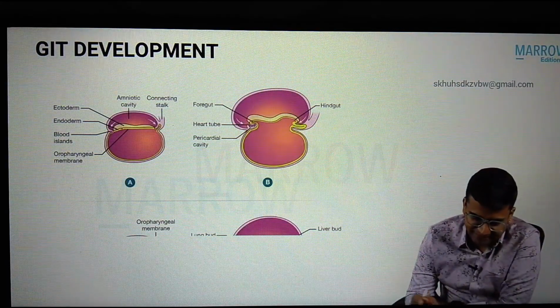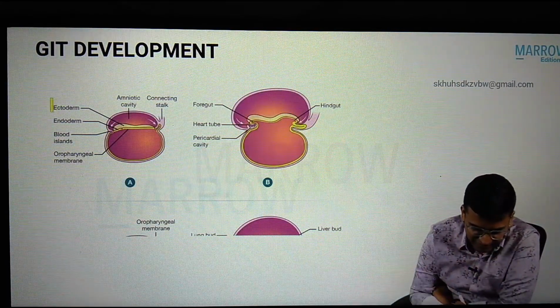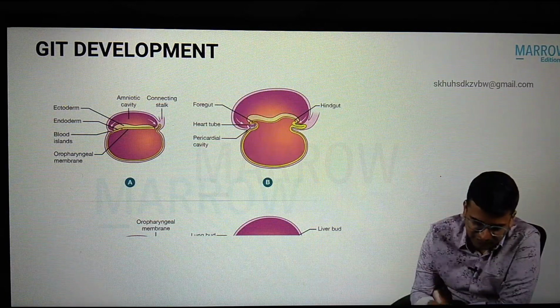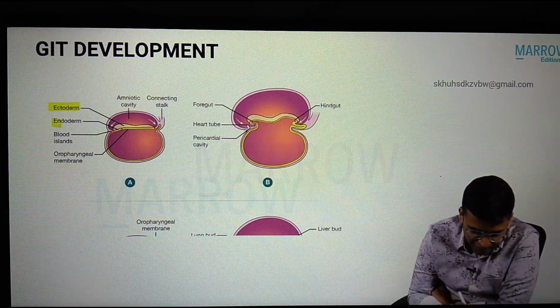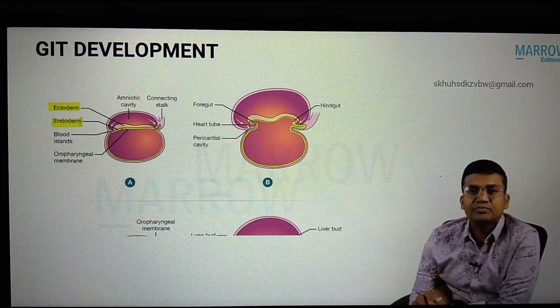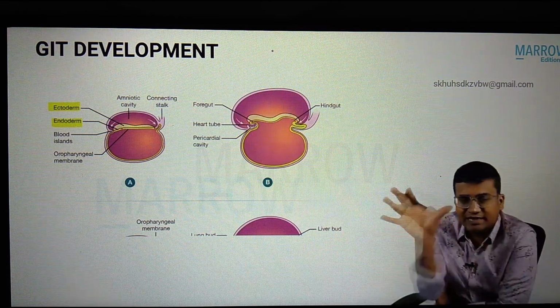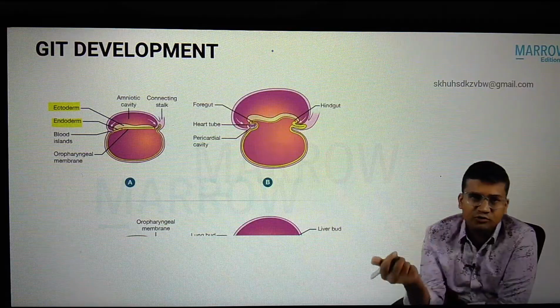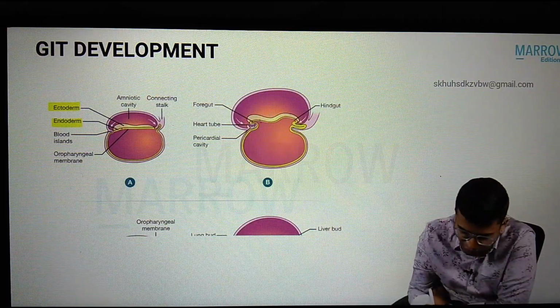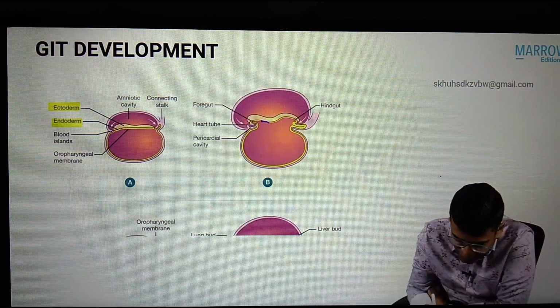Okay, now see the diagram. In the diagram we are seeing the ectoderm, and then the endoderm between the mesoderm. Now the folding will occur. Cephalocaudal folding: at the head end and the tail end, the embryo will fold. Now because of folding, see here, one tube is formed.